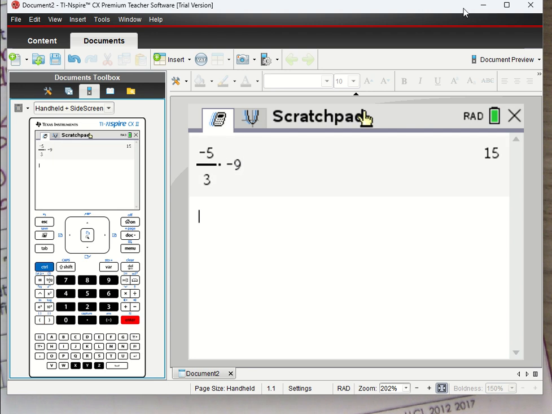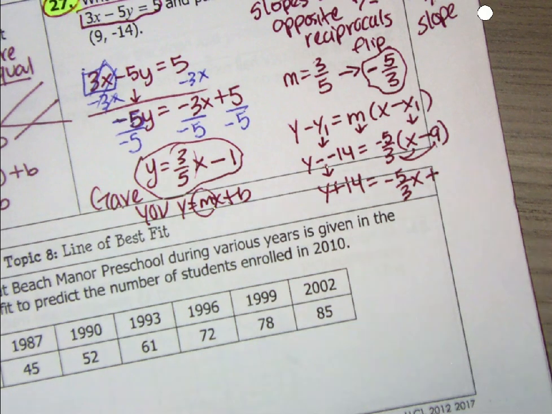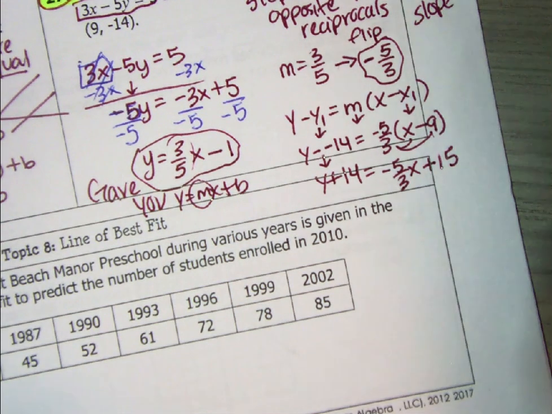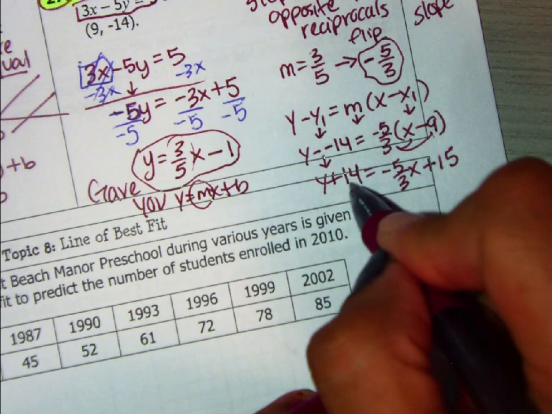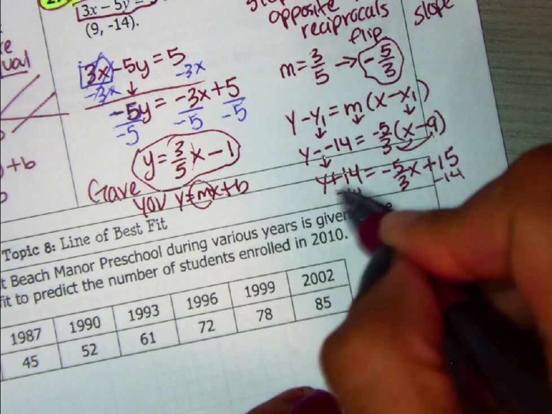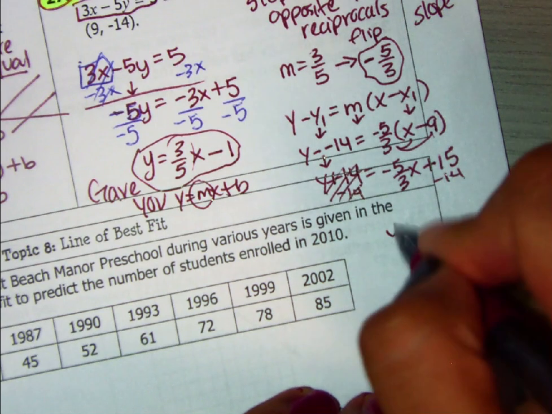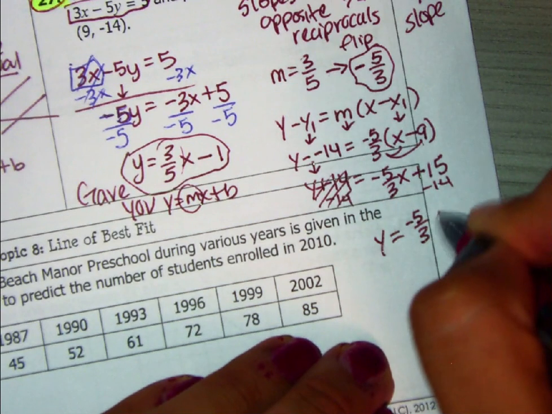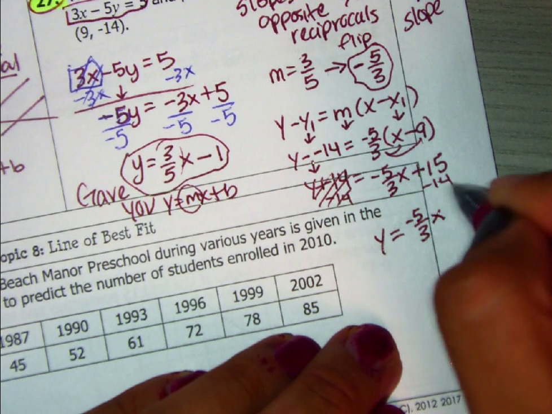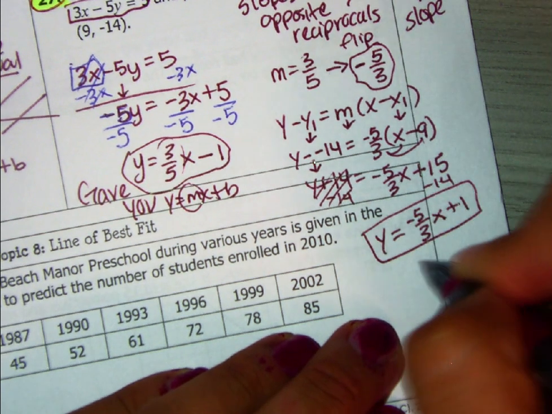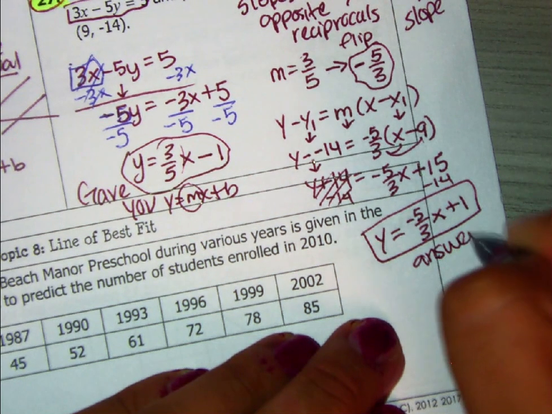That's 15, positive 15. So we're going to do positive 15 as an answer. To get this into y equals mx plus b, this 14 needs to go to the other side. So minus 14, so you can cancel it here. And y equals negative 5/3 x, and 15 minus 14 is 1. This will be the answer to this question.